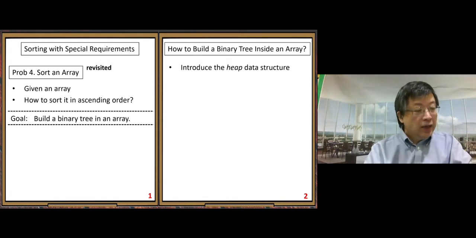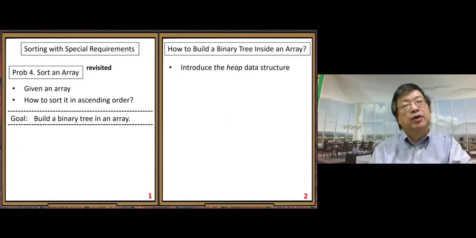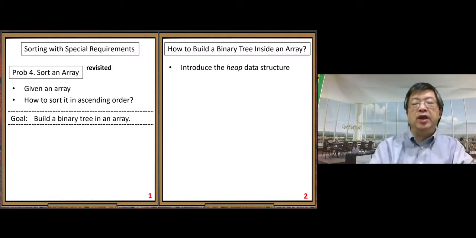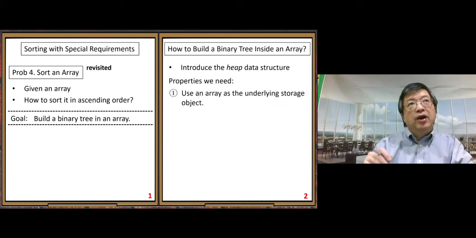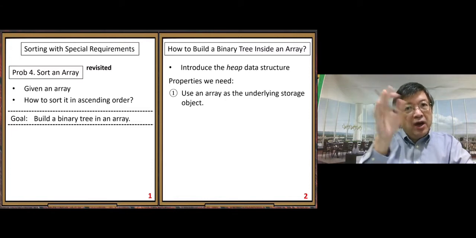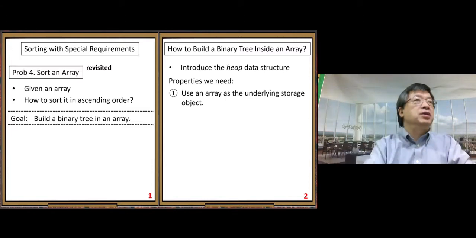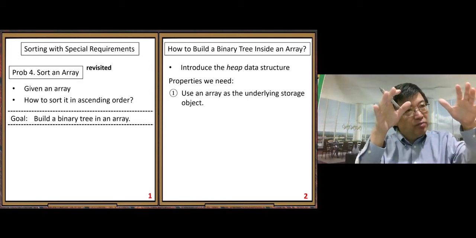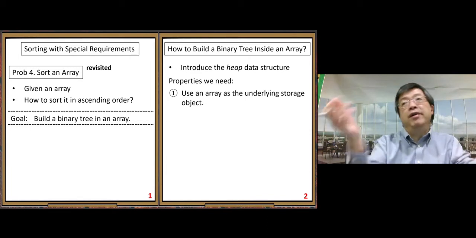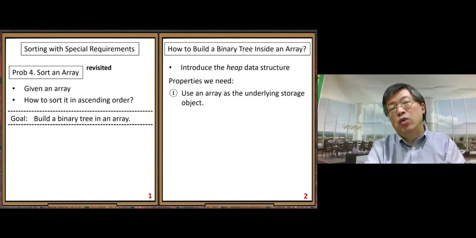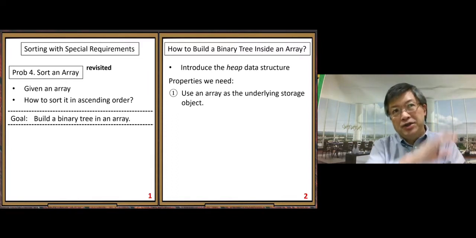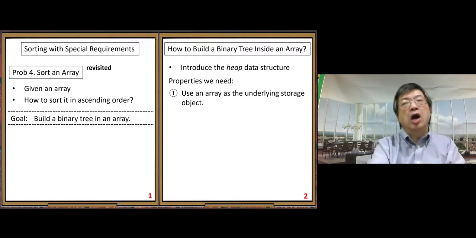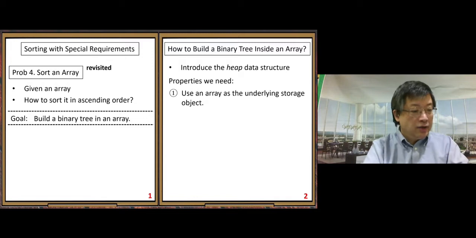All right. First, let's look at the properties we want to have in this heap data structure. So the first one, we use an array as the underlying storage object. Because although you have a binary tree structure, you need to store it in an array. So what we basically use is still an array. So that is the underlying storage object, array. So that's the first property.